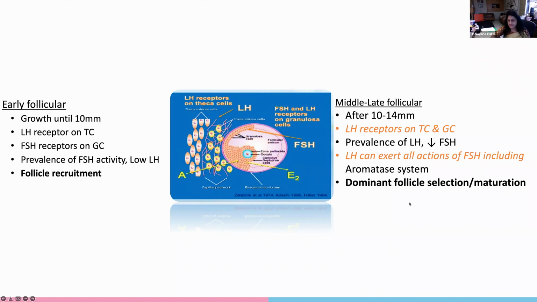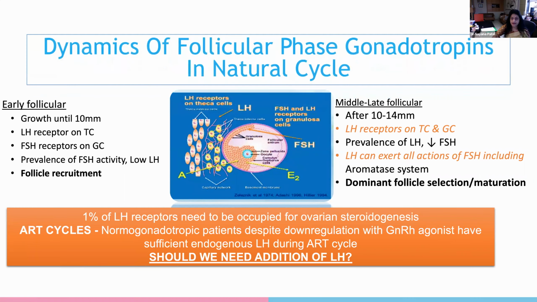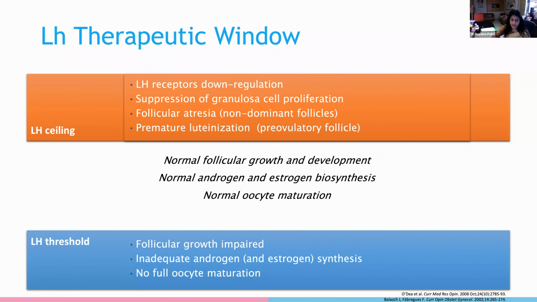The action of LH in the late follicular phase is to maintain that growth and to give competency to that follicle which is growing. No amount of FSH will give that. LH has to be given when we are seeing stagnated growth. Only 1% of LH, 1.2% needs to be occupied, but still we need to give it.